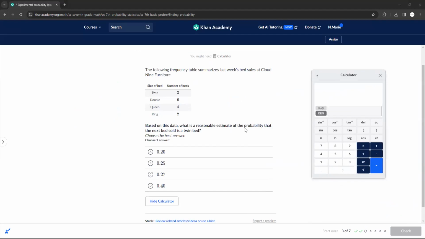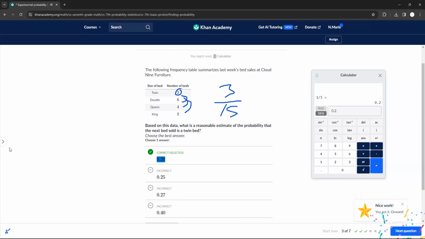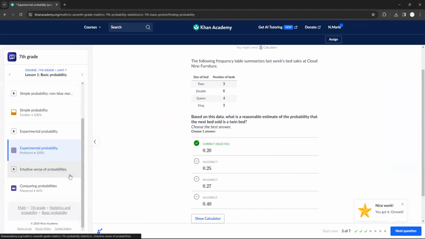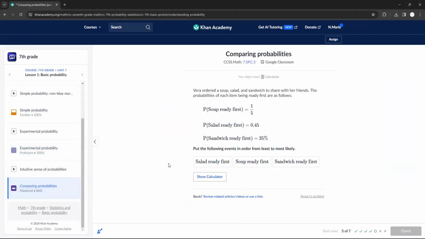What is the reasonable estimate of probability that the next bed sold is a twin bed? There are 3 twins out of 9 plus 4, 13, 14, 15. So 3 out of 15, which is 1/5, will be a twin. That's about 20%. So this part of the unit is very simple. Let's compare probabilities.